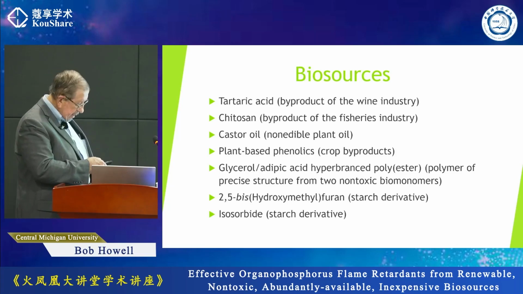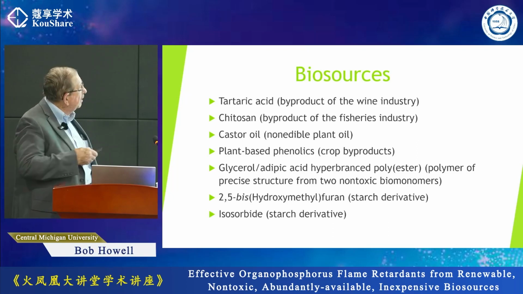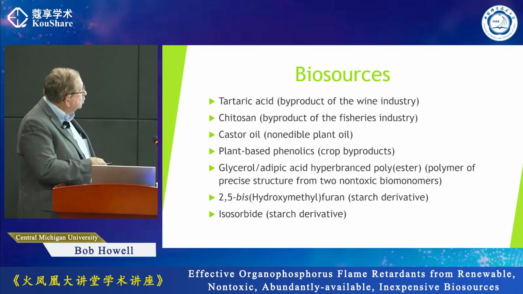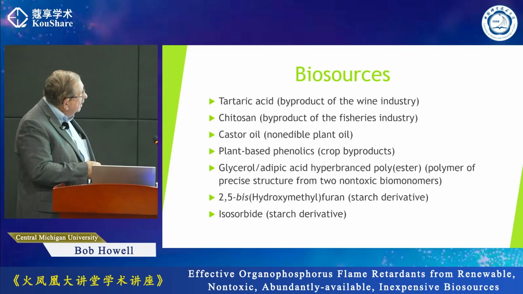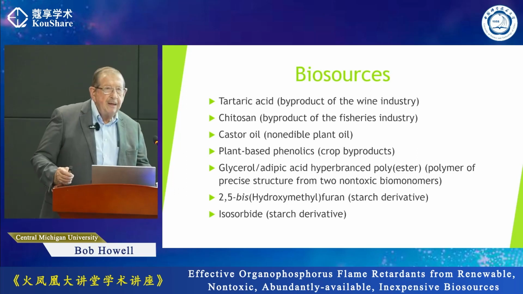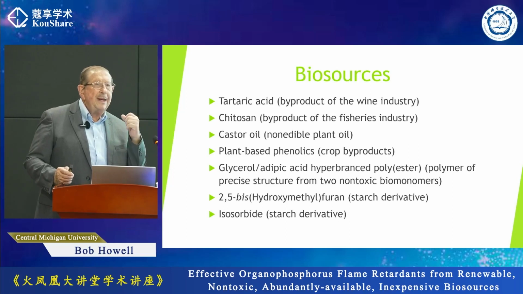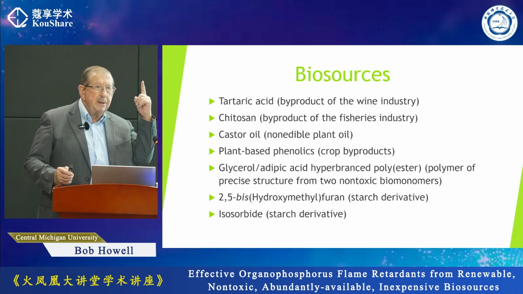Plant-based phenolics. These are crop byproducts, particularly of grains. So again, a byproduct that's readily available. Here's one that I think has a lot of potential. We'll talk about that in a little bit. But the glycerol adipic acid is a hyperbranched polyester. Using new technology that's recently developed, you can make these materials with any desired molecular weight, with a well-defined structure, and with a single end group.